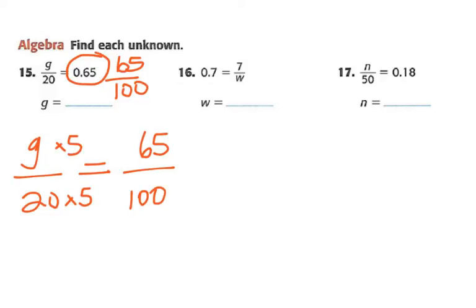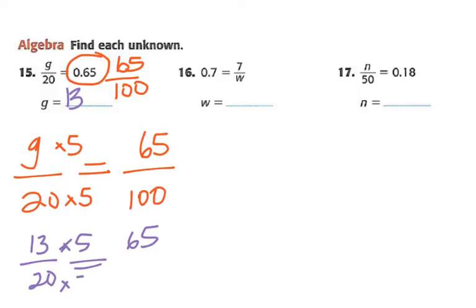So what could g possibly be? What times 5 equals 65? I could do a division sentence, 65 divided by 5 equals what? Or I could think about it. I know 5 times 12 is 60, and 65 is just one more 5. So therefore, g has got to be 13. Okay, and I can put 13/20ths. Then if I think of 13 times 5, that is going to equal 65. And I already knew 20 times 5 is going to equal 100. So that would work. 13 is the answer.